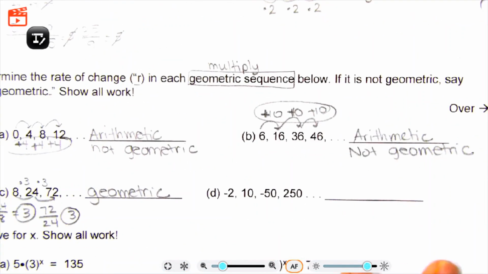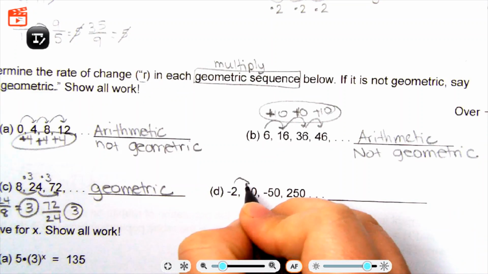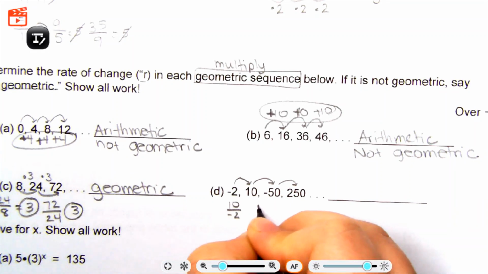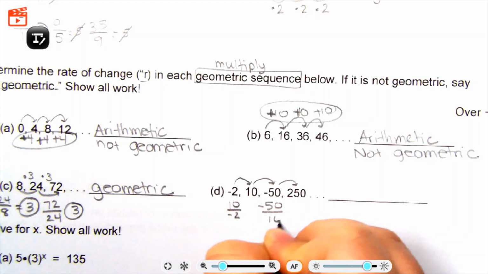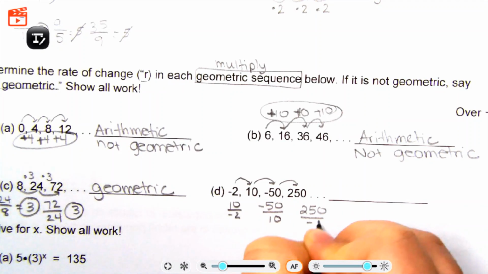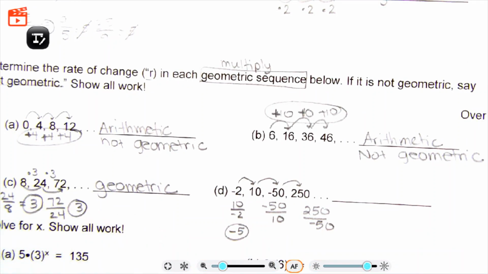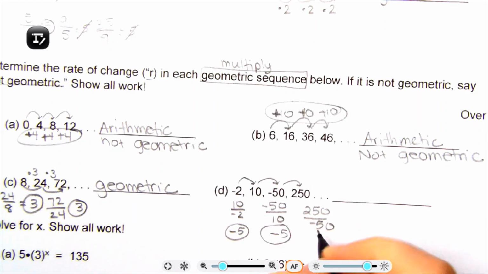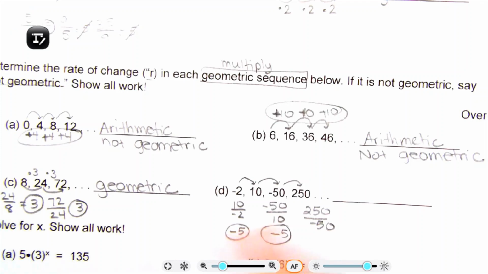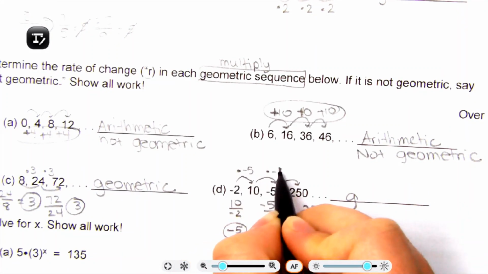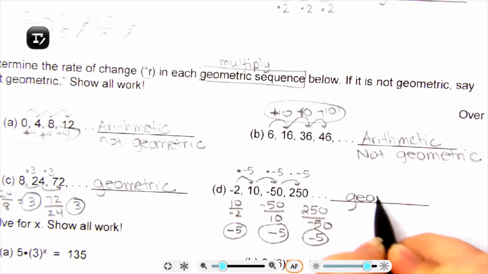Okay, for D, let's see what our pattern is. So 10 divided by negative 2, negative 50 divided by 10, 250 divided by negative 50, and see what that equals. 10 divided by negative 2 is negative 5. Negative 50 divided by 10 is negative 5. And 250 divided by negative 50 is negative 5. So again, that means we are multiplying by negative 5. So it is, in fact, geometric.